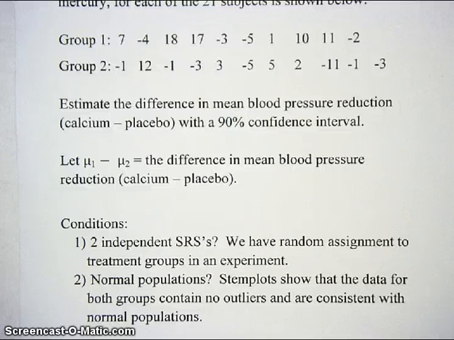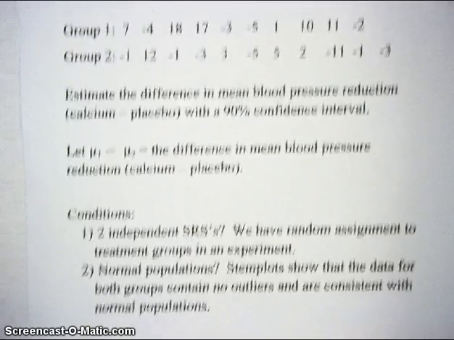Normal populations. Well, we don't know that the populations are normally distributed. We can't rely on the central limit theorem because we have very small samples here. So what we have to do is look at the data and see if the data are at least consistent with normal populations. In this case, the data for both groups contain no outliers, and they're fairly well behaved.